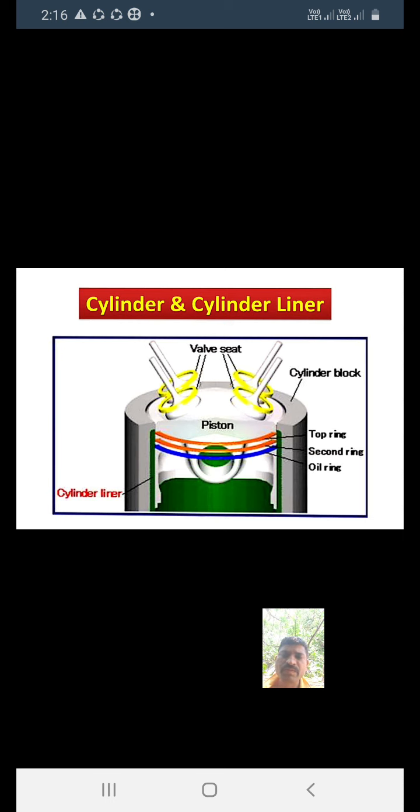See in this figure, there is a small engine. The cylinder and the water jacket are cast as one piece, and there is no separate cylinder liner. In a large engine, a separate cylinder liner is pressed inside the cylinder. If you have seen a small engine, there is no separate cylinder liner. But if you take a large engine, you will get a separate cylinder liner pressed inside the cylinder.